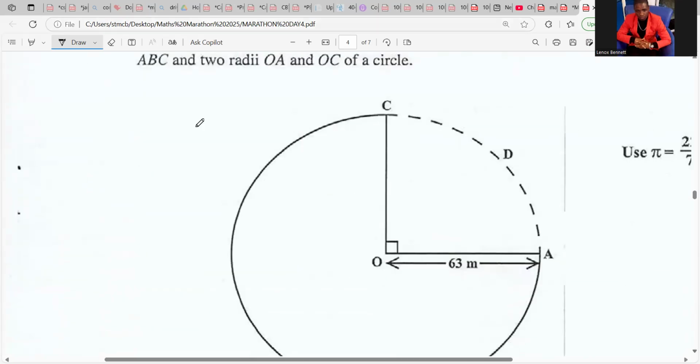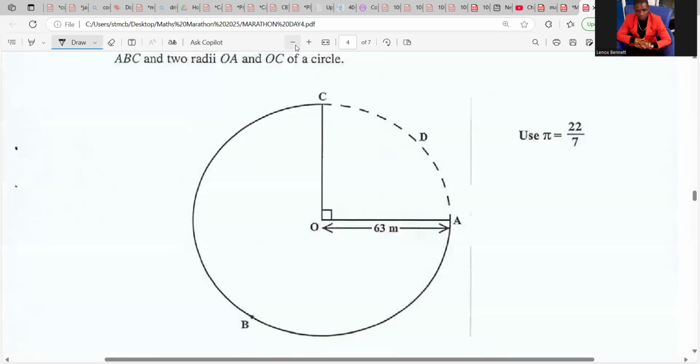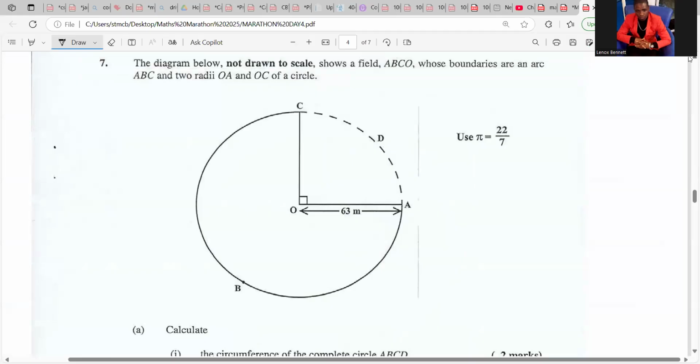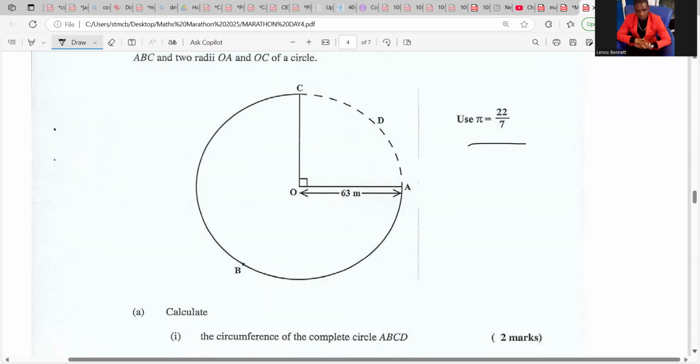All right, everybody's favorite, circle. This one needs a calculator. It says the diagram, not drawn to scale, shows a field ABCO whose boundaries are an arc ABC and two radii OA and OC of a circle. Use pi to be 22 over 7. And they say calculate the circumference ABCD. So ABCD is all the way around.